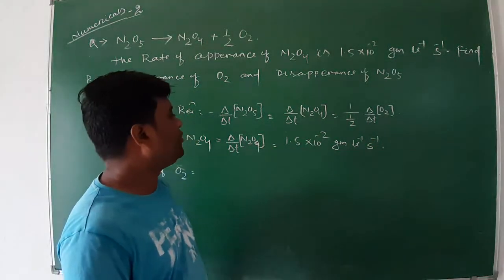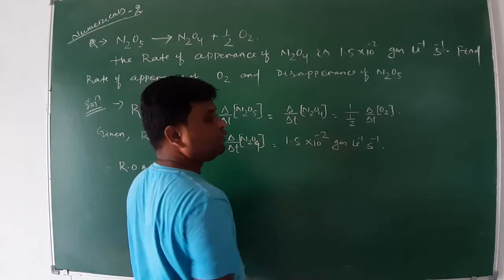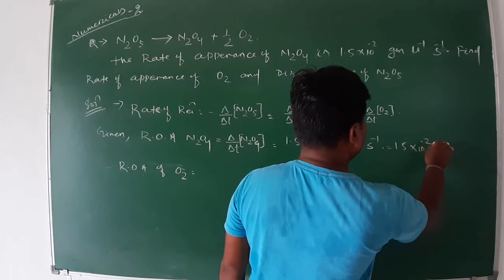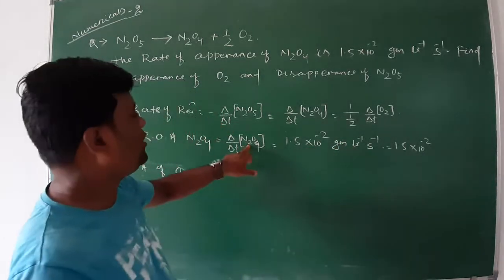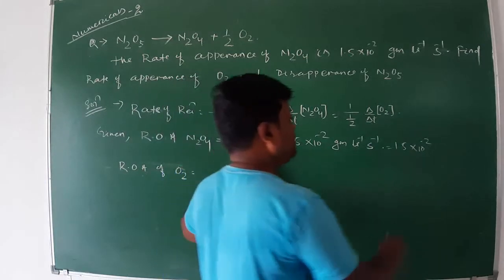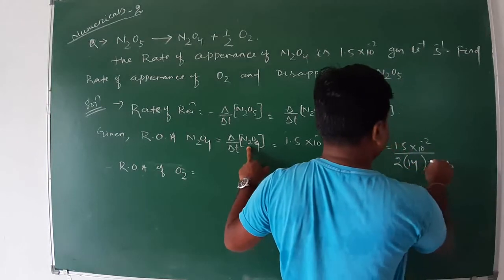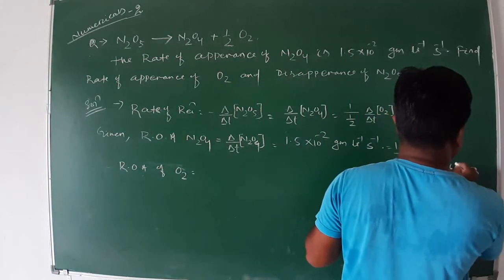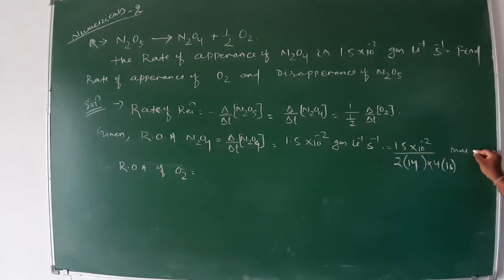But actually we need the rate in terms of moles. So now we have to convert it into moles. That is 1.5 into 10 to the power minus 2. We know that weight divided by molecular mass is mole, so we divide by the molecular mass of N2O4. The molecular mass of N2O4 is 2 into the atomic weight of nitrogen plus 4 into the atomic weight of oxygen. So now it will be in mole per liter per second.